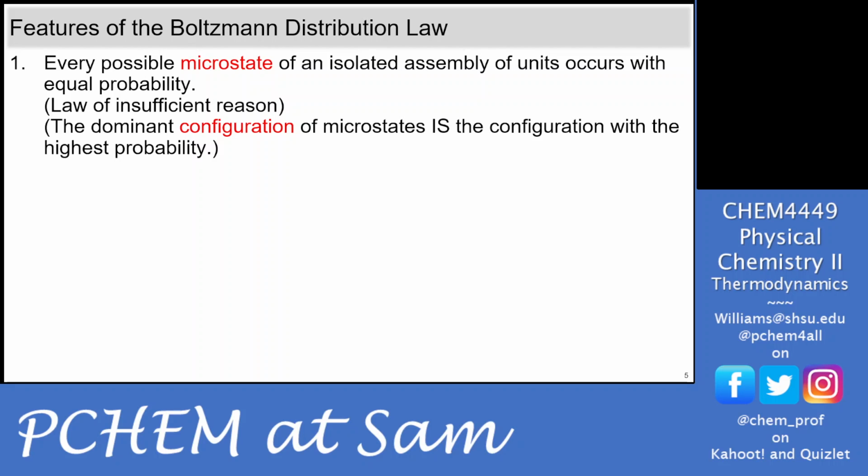Let's just go over the main facts that govern our understanding of this thermal equilibrium. Every possible microstate of an isolated assembly of units occurs with equal probability. So in a p orbital, if we have a system like aluminum with that 3p electron, and those 3 orbitals are truly degenerate, then a microstate would be that electron being in the px orbital. A different microstate would be in the py, and a different one in the pz.